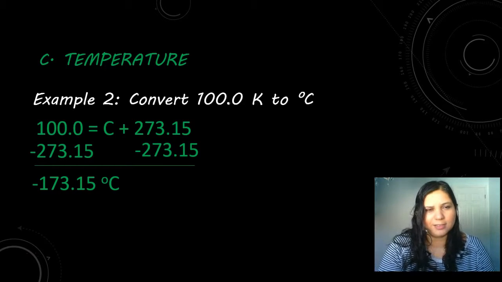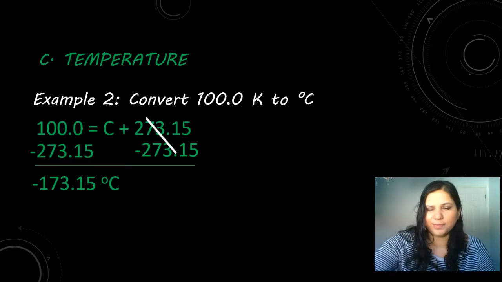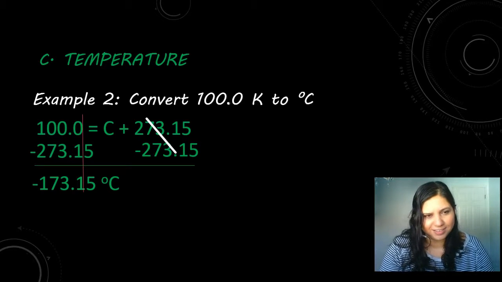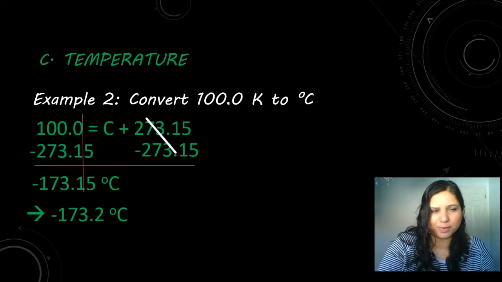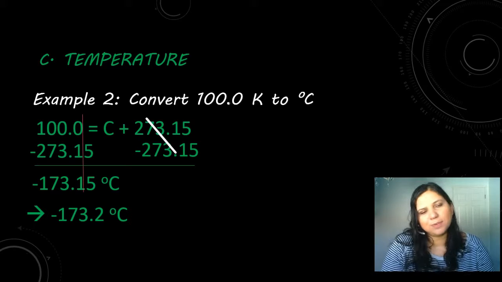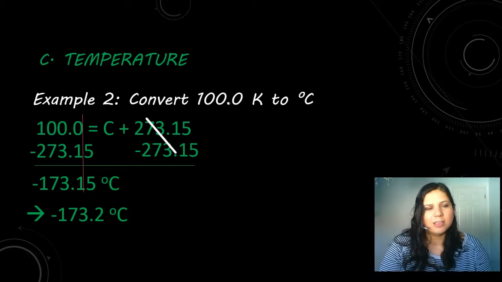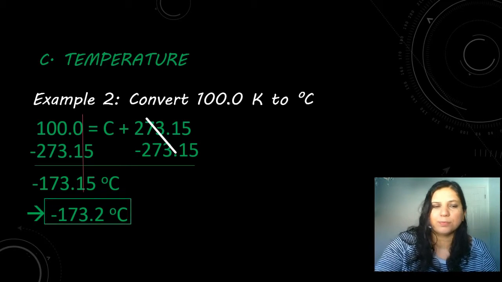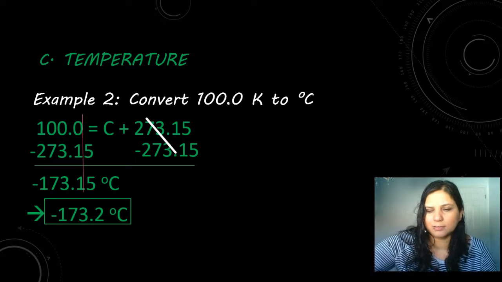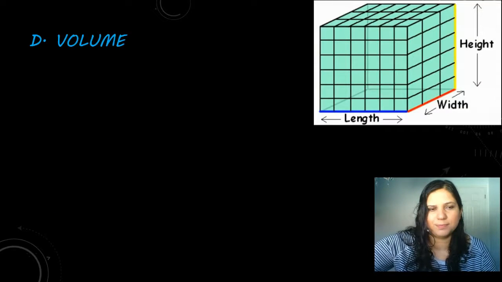All right, what about sig figs, Ms. Thompson? Well, oh, actually, that side cancels. You're going to cut that to places again. And so one place past the decimal, the 5 will bump up the 1 to a 2. So my final answer is negative 173.2. And voila, another easy peasy equation for you.